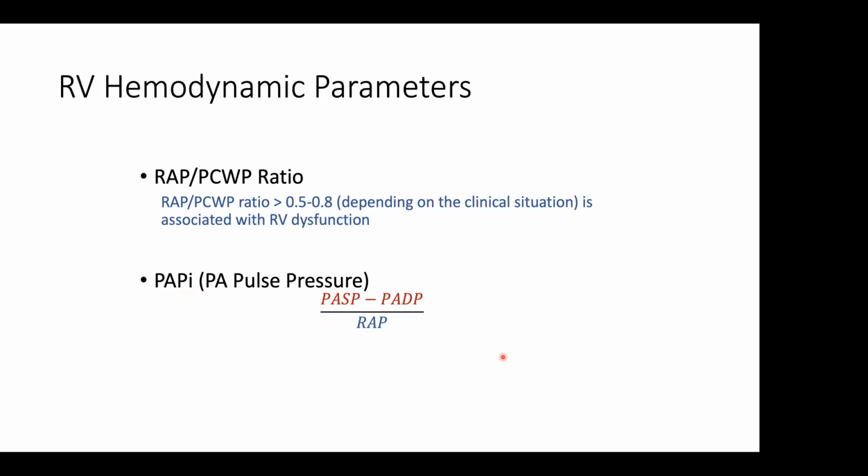And specifically in acute inferior MI with right-sided failure, a PAPI of less than 1 is predictive of mortality and the need to institute mechanical circulatory support.